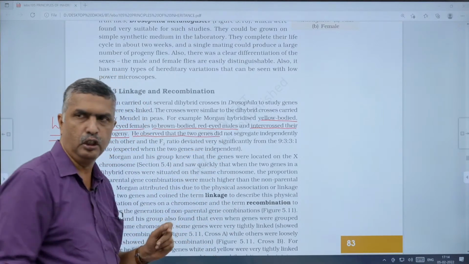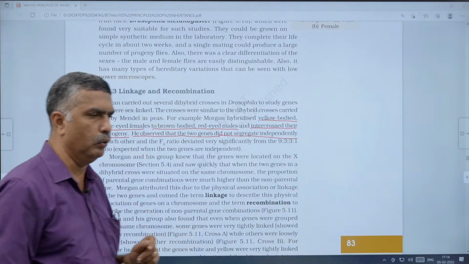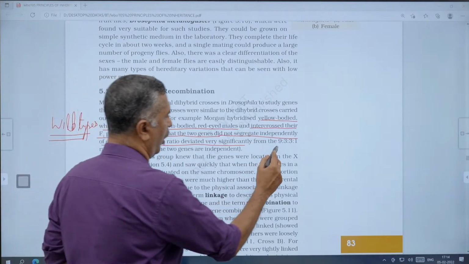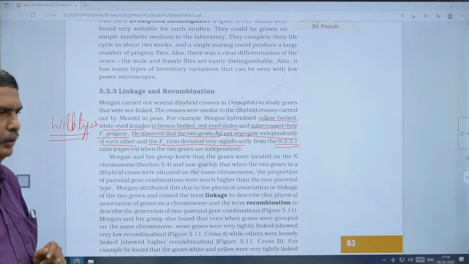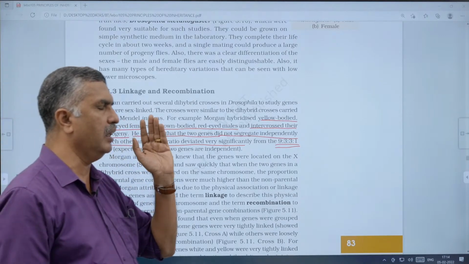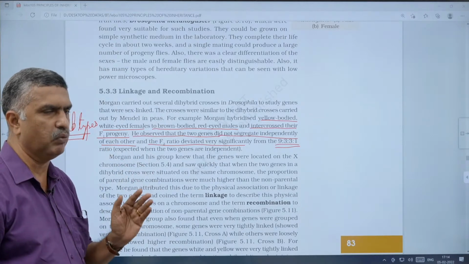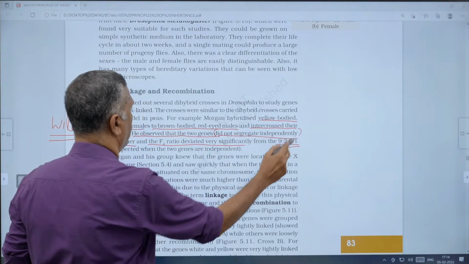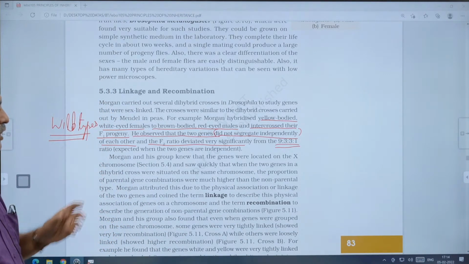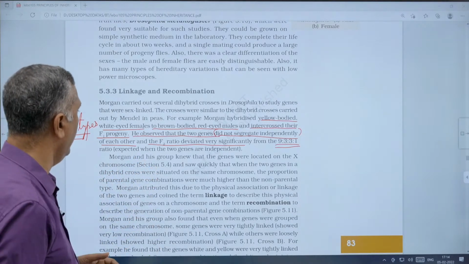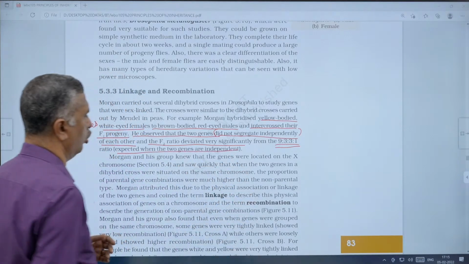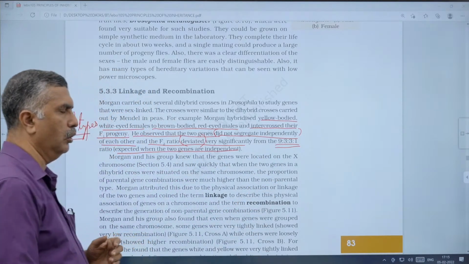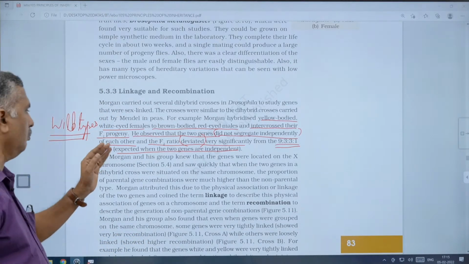Morgan observed that the 2 genes did not segregate independently of each other, and the F2 ratio deviated very significantly from the 9:3:3:1 ratio. Deviated means it varies from 9:3:3:1. The 2 genes did not segregate independently, because the 2 genes are linked, a physical association of the genes. That ratio would be expected if the 2 genes were independently assorted, but it is not, because the F2 ratio is deviated from 9:3:3:1. Then he drew some conclusions.